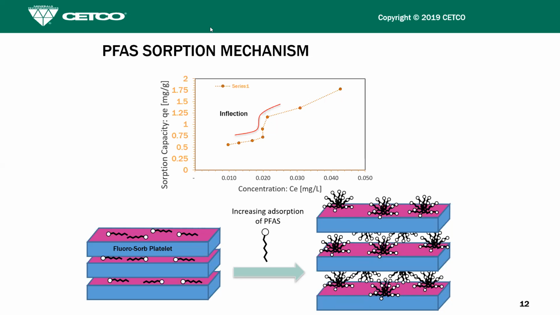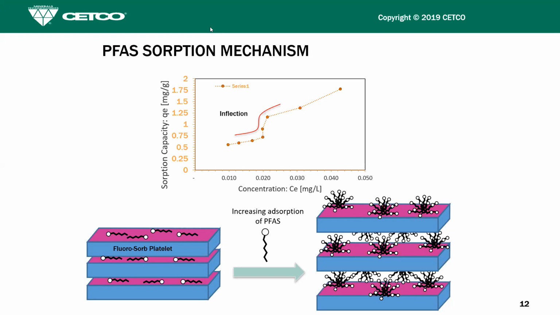So what we did to prove out our theory is we measured the distance in that D-spacing prior to the inflection point, and then we allowed more PFAS to enter the system and measured that D-spacing again after the inflection point. And the results were that it went from 25 angstroms to 50 angstroms. And so what's happening here as Fluoro-Sorb gets into those galleries via the attractive forces that bring it in, the galleries open up slightly and allow more PFAS to enter.